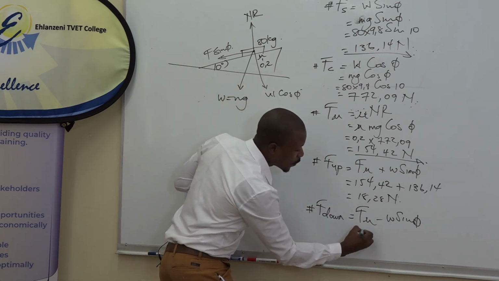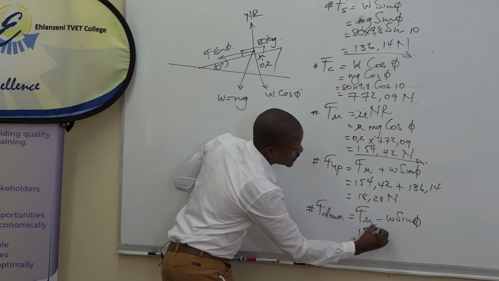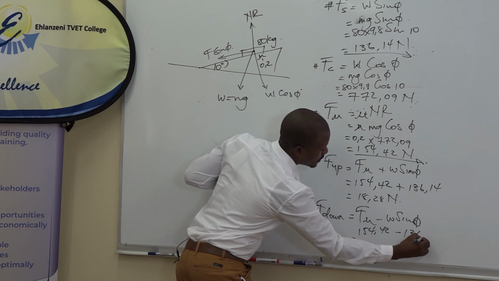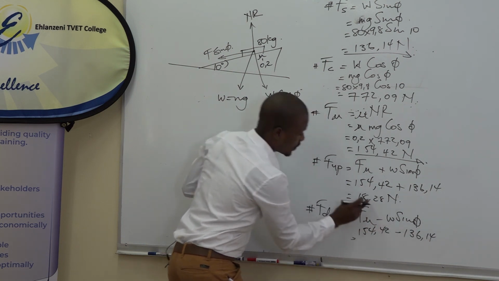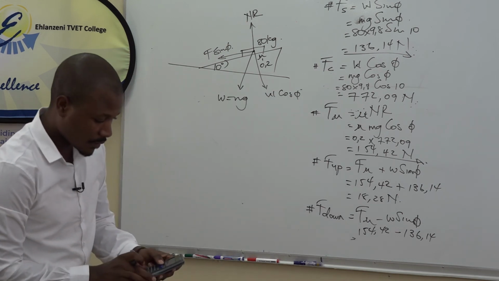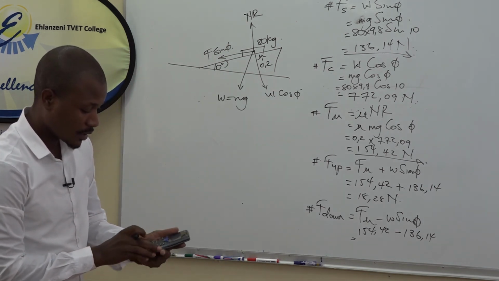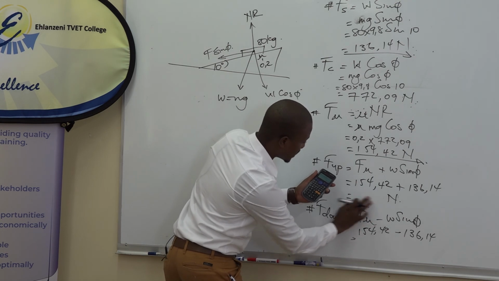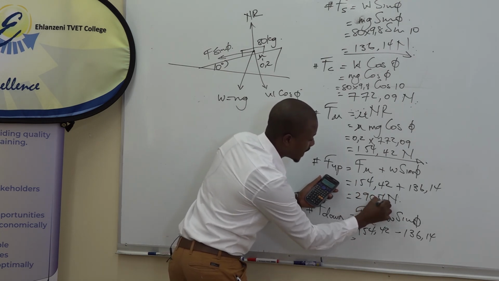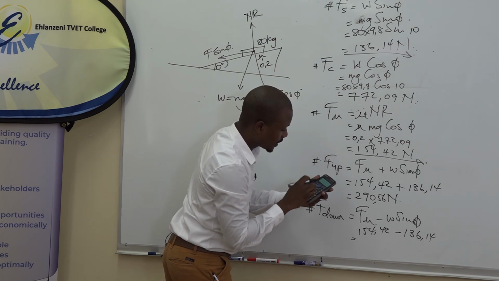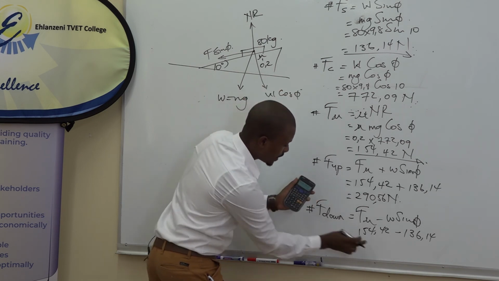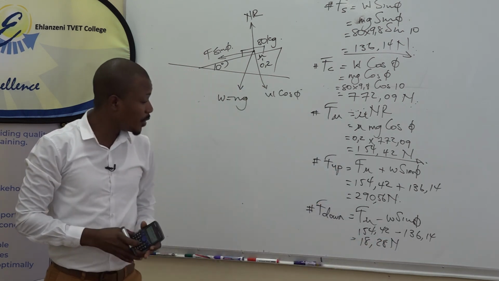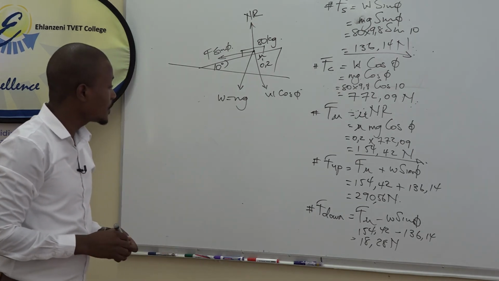We have our frictional force, which is 154.42 minus 136.14. Wait a minute. You see here, let us fix this answer. Please fix that answer there. This should be 290.56, and the answer that we calculated there belongs here. I might have done that vice versa, but this answer now belongs there. So this is what we have.